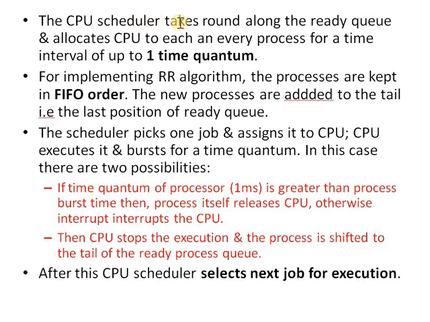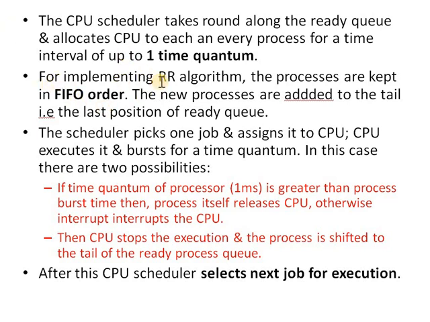The CPU scheduler goes round along a ready queue and allocates the CPU to each and every process for a time interval of up to one time quantum. Here the scheduler takes one circle of the ready queue and allocates the CPU to each process for a particular common interval of time.